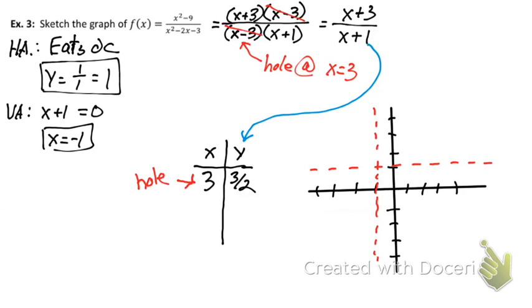Now I'm going to plot that first so we don't make any mistakes. 3 over 2, all I really care about is about halfway up here. So we're going to plot that point. We're not going to plot it as a closed point because it is a hole. So we're actually going to draw a hole at 3 and 3/2. I'm going to put a circle there because there's a hole. But I already have a point, so I can do the rest.